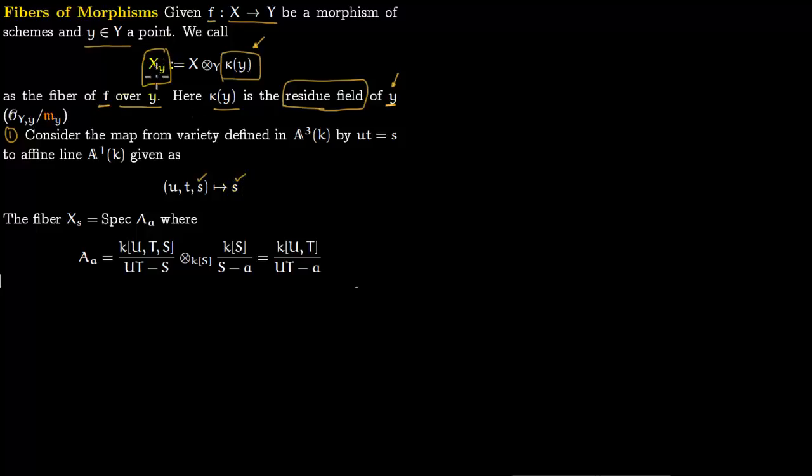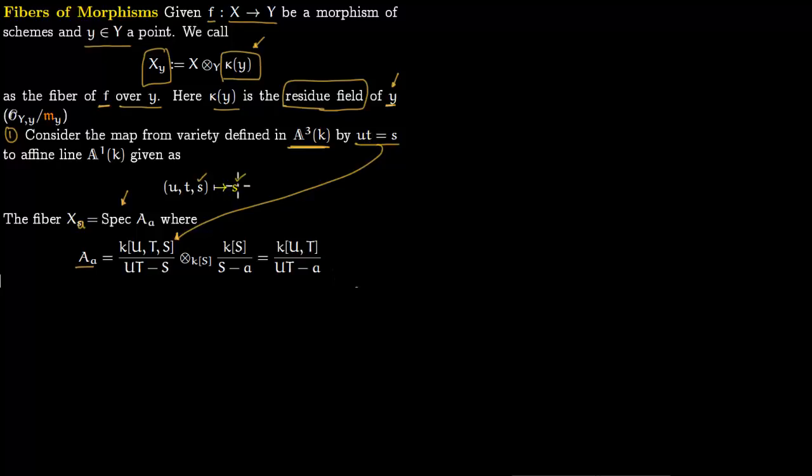So the fiber we are going to write as X_a, which is Spec of A_a. Here a is the point over which we are going to take the fiber. We always write Spec for the scheme. So we are going to compute this A_a, which is going to come from a tensor product, and then we just write Spec in front of it. So for A_a, first you talk about this variety living here, which is given by ut equals s, and its corresponding coordinate ring is this.